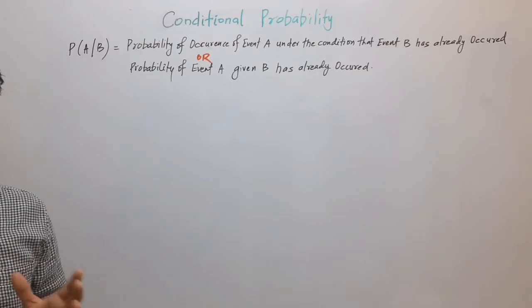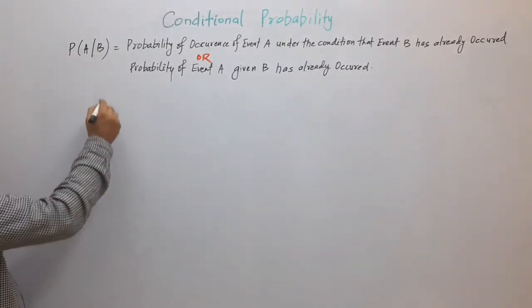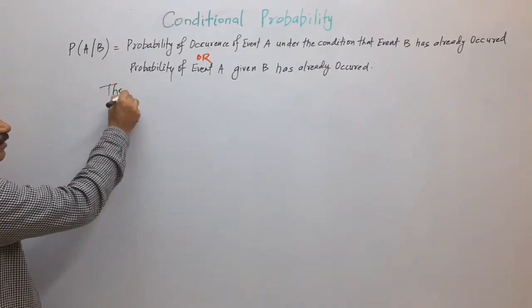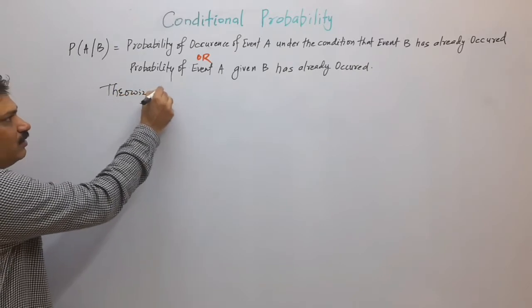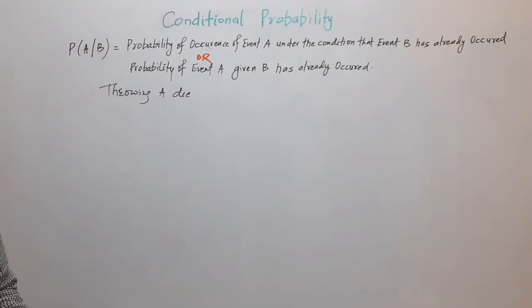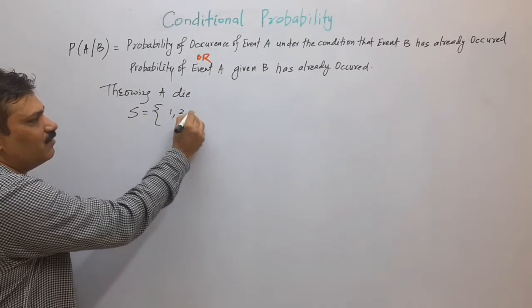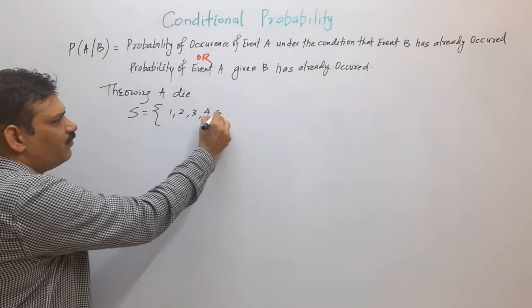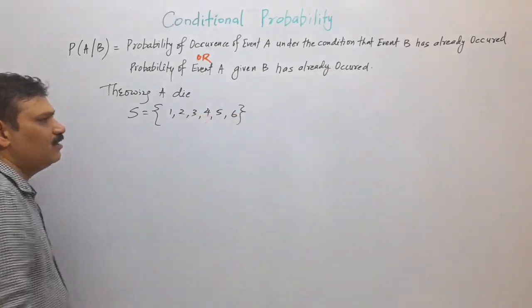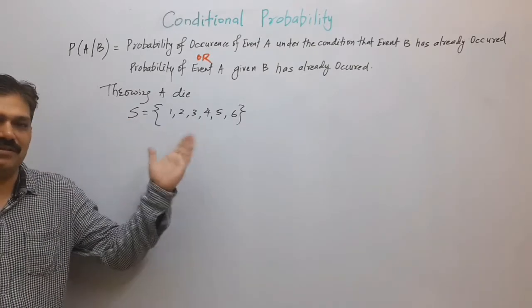Let's try to understand this with a simple example. Let's take the case of throwing a die. If we throw a die, the sample space, the set of all the possible outcomes, is either 1, 2, 3, 4, 5 or 6 appearing on the uppermost face of the die. So the sample space will contain these 6 points.